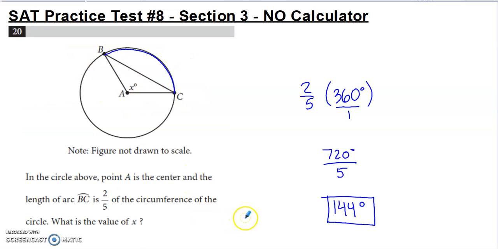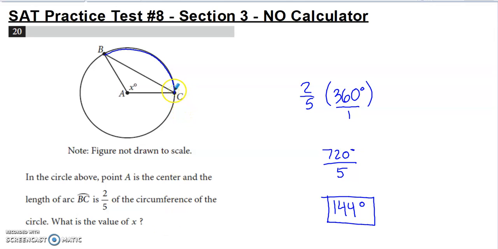Last question in this section gives us a circle. You see the variable x is a certain number of degrees measured from the center of the circle. They tell us that the length of arc BC is 2/5 the circumference of the circle. What is the value of x?